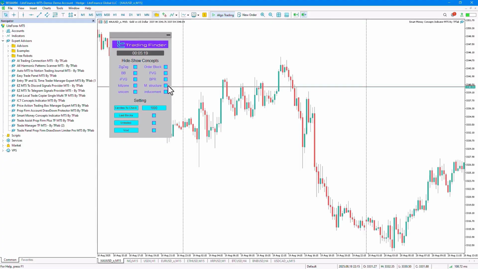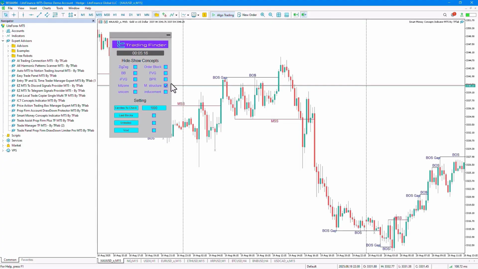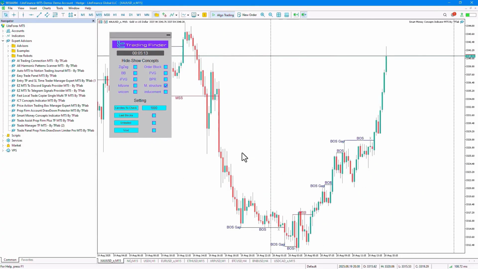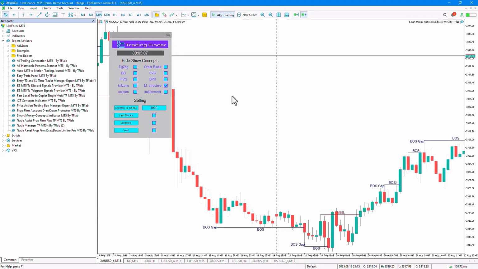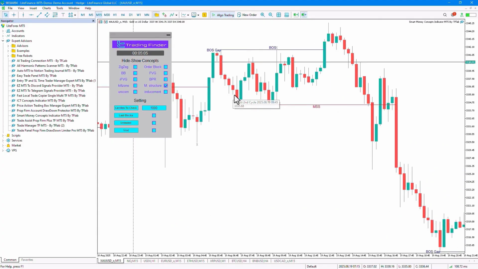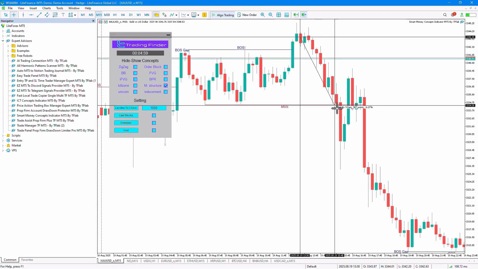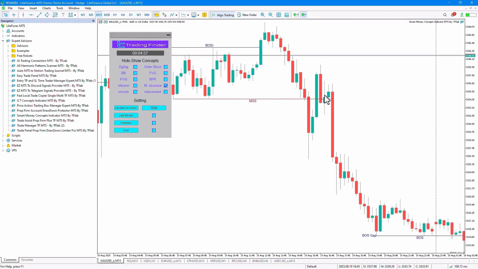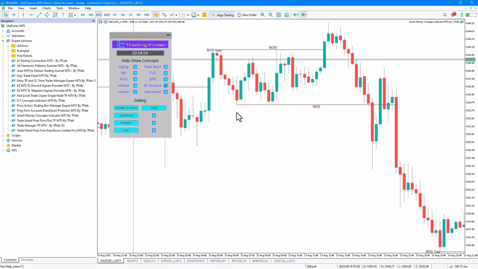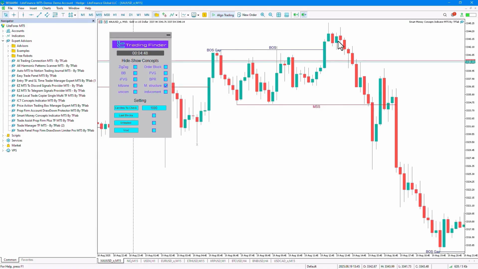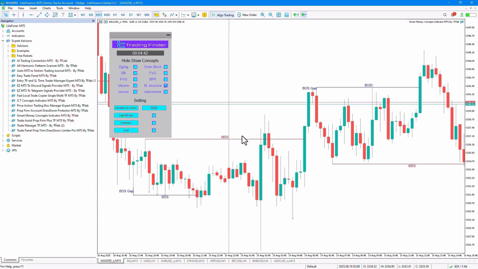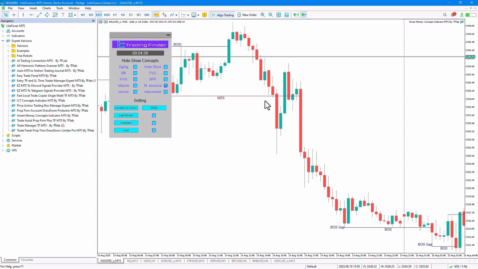The next mode is the market structure mode, and by activating this section, the expert starts identifying MSS, market structure shift levels, and BOS, break of structure levels on the price chart. When the price breaks an MSS level to the downside, it indicates a trend change from bullish to bearish, or bearish to bullish. Here, we see that the market structure shift level has been broken to the downside, which signals a change in the market trend from bullish to bearish.